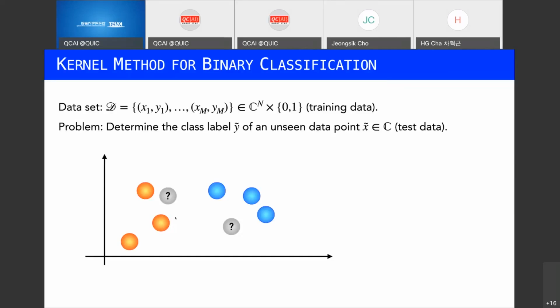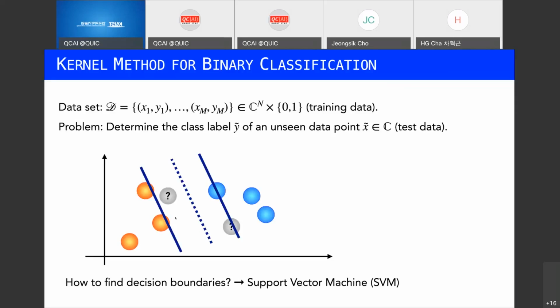There could be different ways of doing this, but one example is to find the decision boundary. So basically, we have reduced the problem of classifying new data to a problem of finding a decision boundary, right? So now, how do we find this decision boundary?